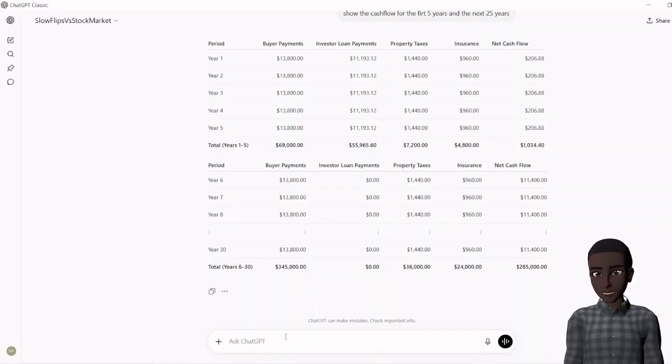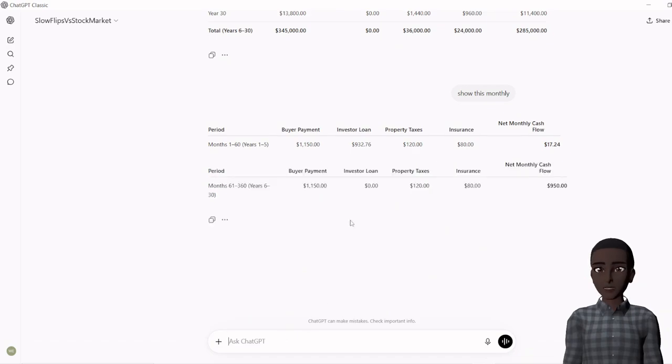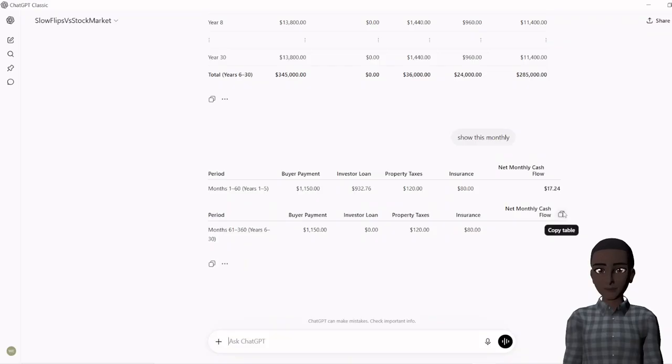And we could say here, show this monthly, so that you can get a sense of what your monthly cash flow will be. So again, for years 1 to 5, we've got nothing to speak of, but for years 6 to 30, we were looking at around $950 of cash flow per month. So this is a typical slow flip.